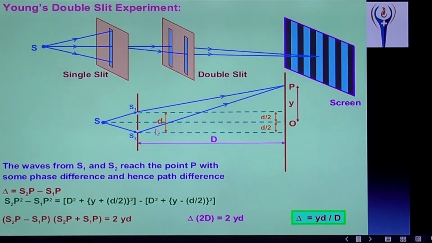And what is small d? Small d is the distance between the two coherent sources, and capital D is the distance between the coherent sources and the screen, where the image is obtained. Okay, so based on this we will work out problems. And delta is the path difference. Path difference equals yd by D.